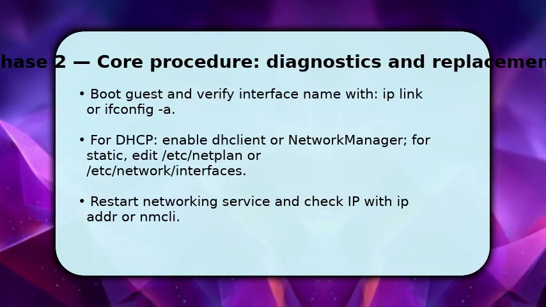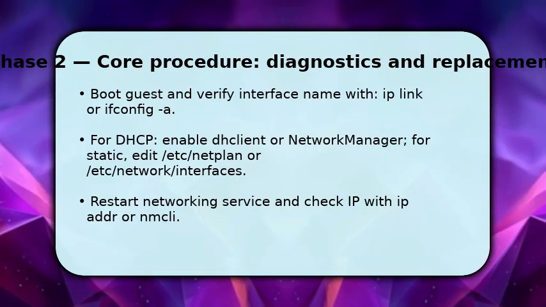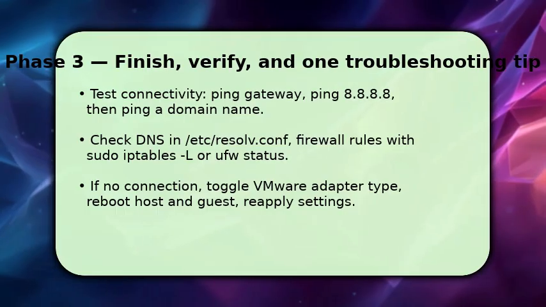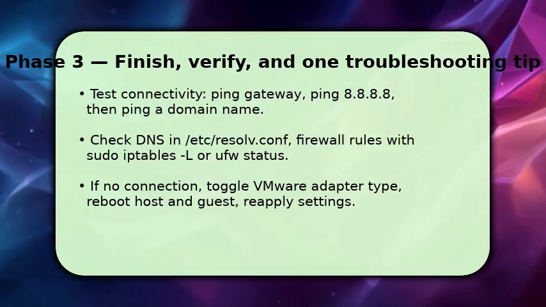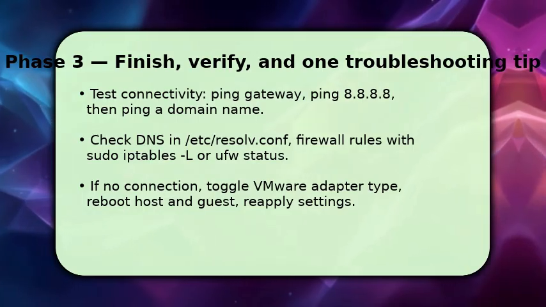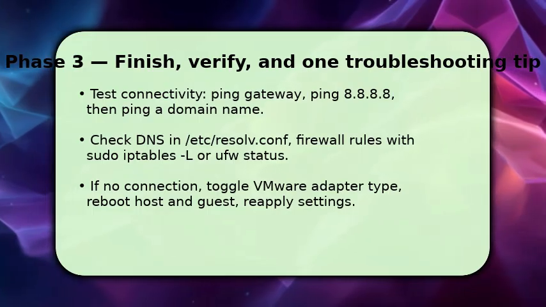Now validate connectivity. Ping the gateway, then ping 8.8.8.8, and finally ping a domain to confirm DNS works. If DNS fails, inspect /etc/resolv.conf or NetworkManager DNS settings. If routing fails, examine ip route and firewall rules with sudo iptables -L or sudo ufw status.